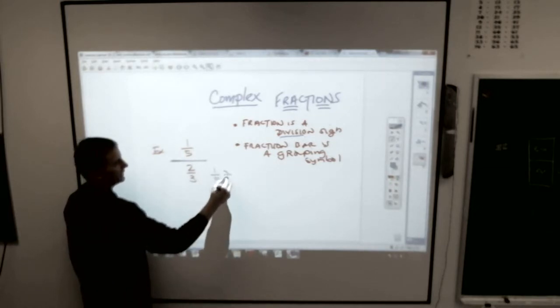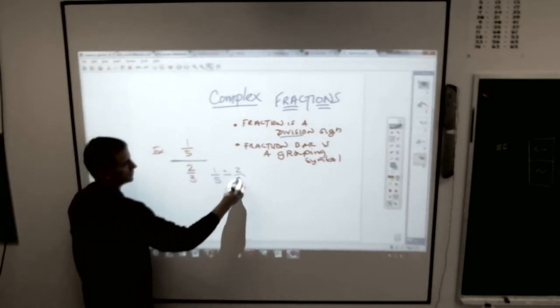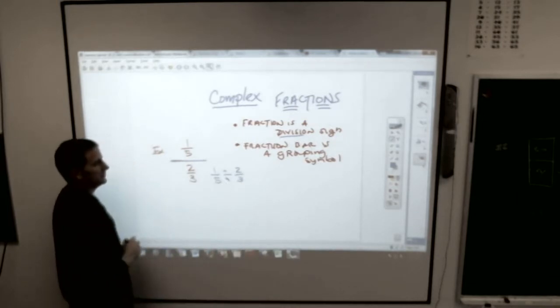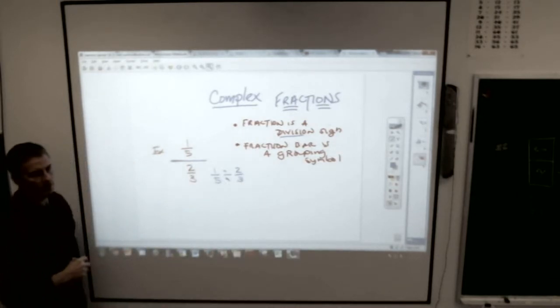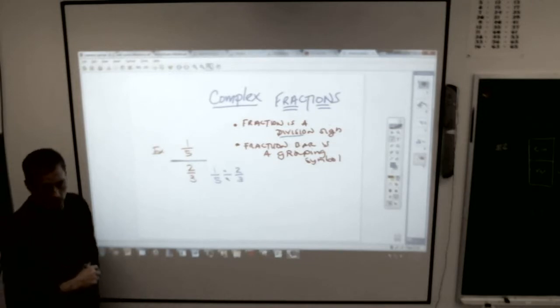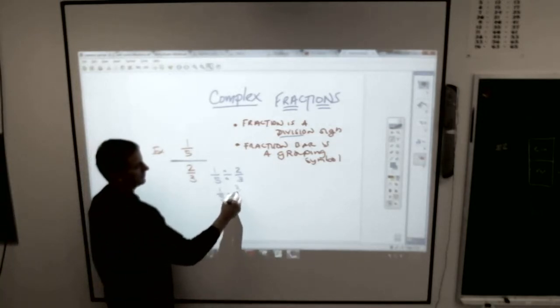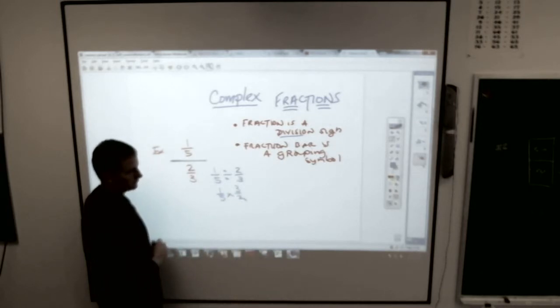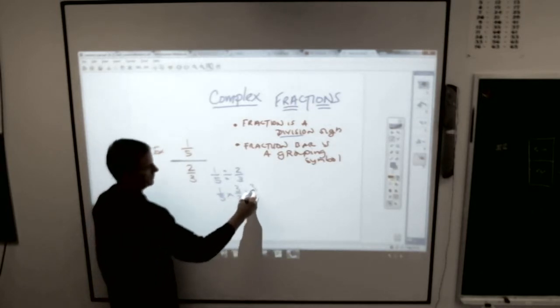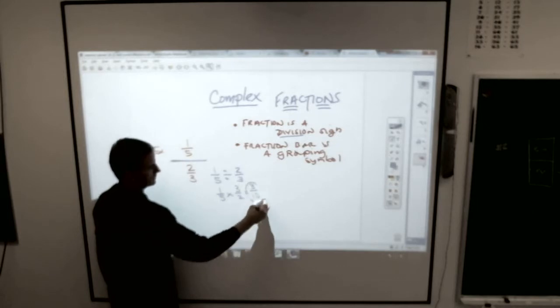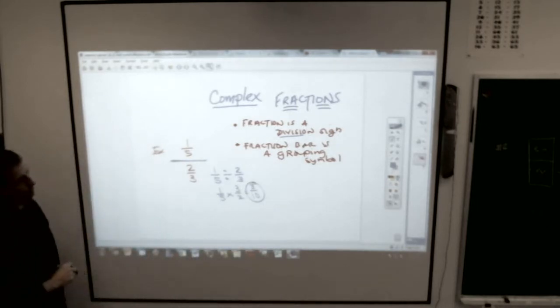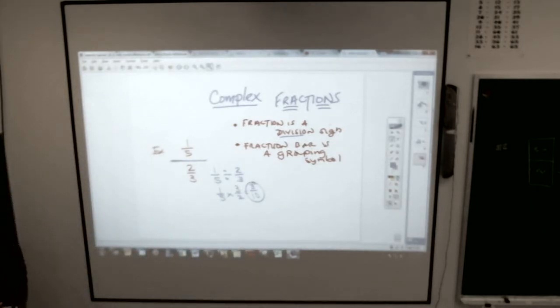1/5 divided by 2/3. And dividing by fractions is not very difficult because you simply flip and multiply. This becomes 1/5 times 3/2, and you end up with 3/10 as your answer. Not so bad. Now, a little more complex, this problem here.